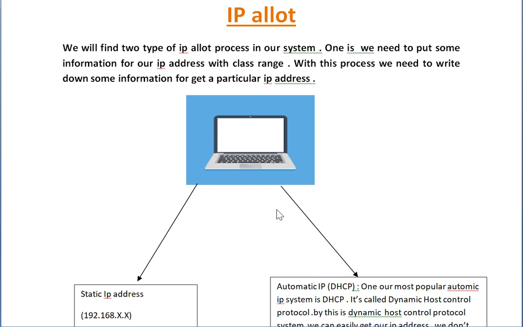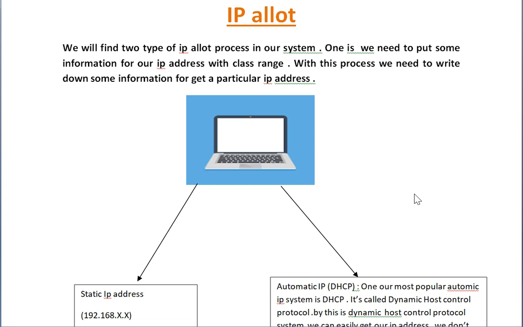For this static IP, you have to go to your system and write down a few details by yourself, like 192.168.0 dot something, some numbers you can put in for IP version 4. So this way you can create your own private IP address by yourself. This is the only one.